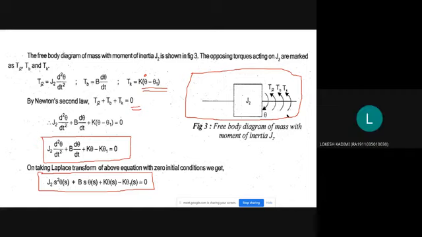Sir, if theta and theta 1 are in opposite direction, then we will take the sum of both? No, theta and theta 1 are not in opposite direction because of the rotational system, the same direction. Okay.